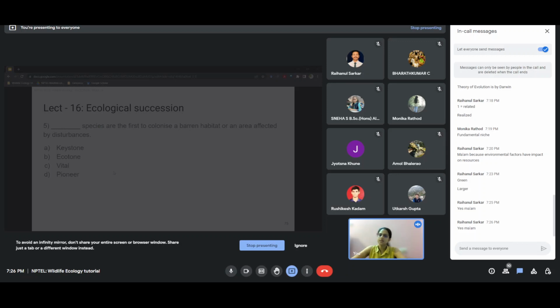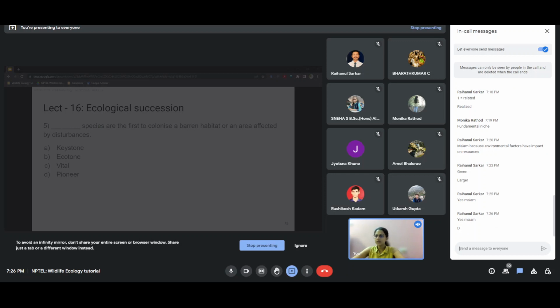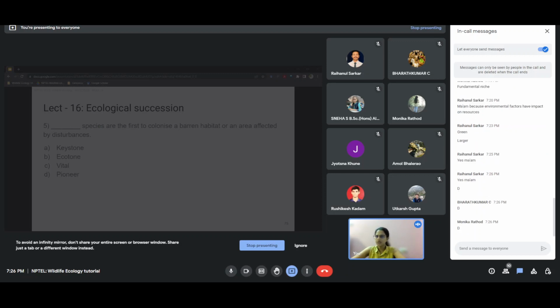Dash species are the first to colonize a barren habitat or an area affected by disturbances. Is it a keystone species? Is it an ecotone species? Is it a vital species? Is it a pioneer species? Okay, so three answers for D. Any other guesses? Pioneer. Okay, pioneer, D, yes. All right, so I think everyone's gotten this one right. So let's move on.